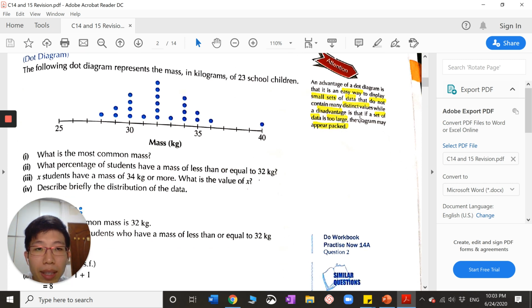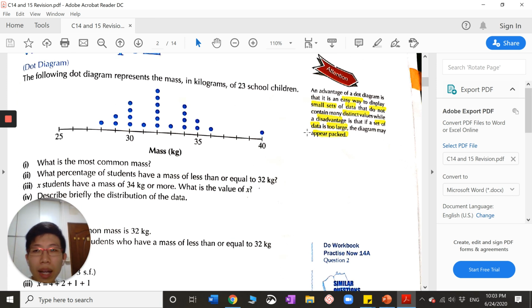So if the data is too many numbers, you can do an interval marking like 25, 30, 35, 40, or you can write 22, 24, 26, 28, depending on which one is comfortable for you. Okay, so normally for a dot diagram, as compared to the other diagrams also, they'll normally ask you what percentage of the students have a certain something like that. So you also need to recap how to do percentage.